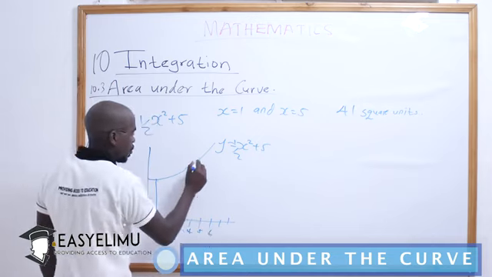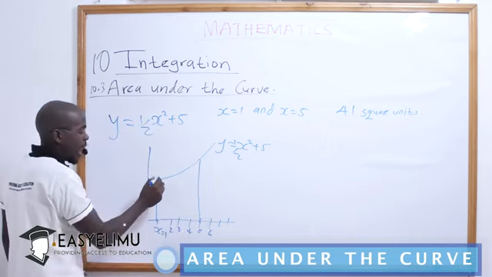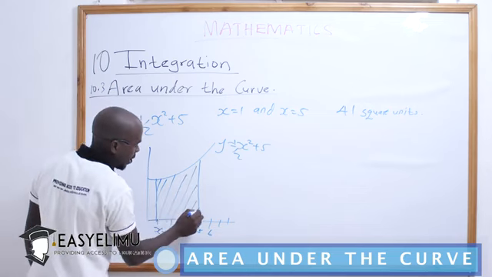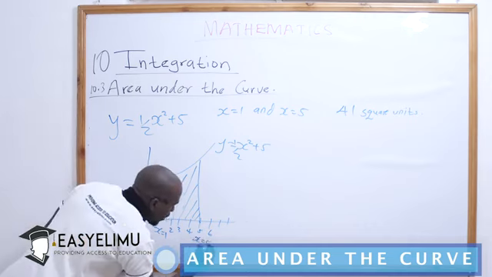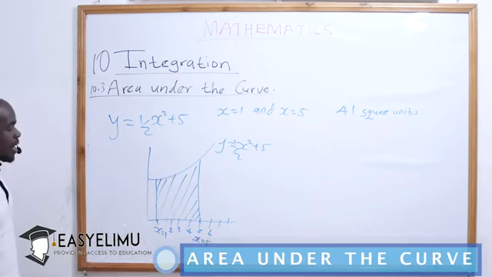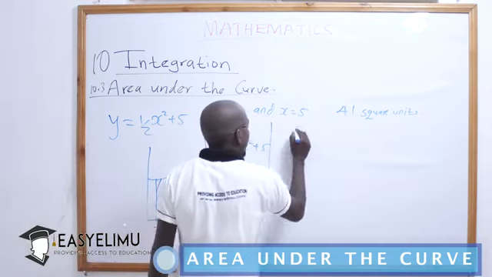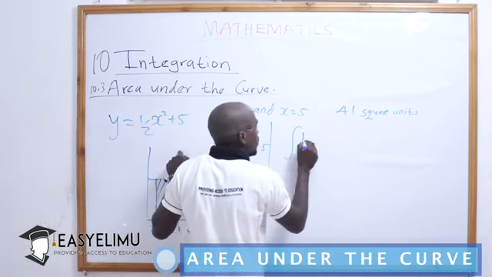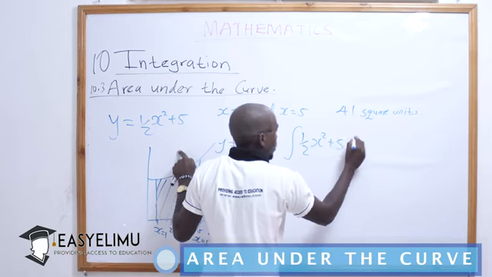To x equals 5. So my x equals 5 lies at that point. I'm required to find the area under this curve, from x equals 1 to x equals 5. I can find it using the integral method by finding the integration of my y, where y is a half x squared plus 5, dx.